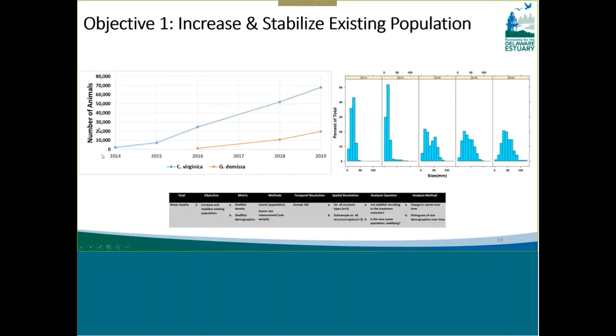Again, we have number of animals here and dates on the X. We looked at oysters and mussels, and over time, we got more animals. Great, but what's important is their size classes. Size is on the x-axis, percent of total on the y, different years in the boxes. A whole bunch of little animals in the first couple years. That makes sense. Little animals don't do a whole lot.